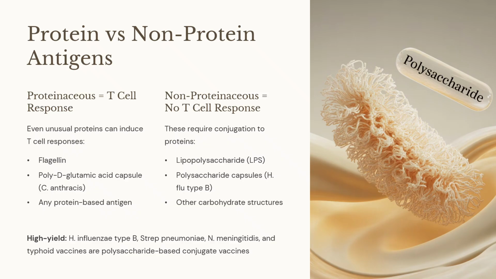In that case, the memory will be short and the response will be poor. So in order to provide vaccines for them, when their lipopolysaccharide or non-proteinaceous antigen is injected in the body, it will not produce adequate immunity. Therefore, their non-proteinaceous antigen is conjugated with a protein, thereby producing the desired immunity.